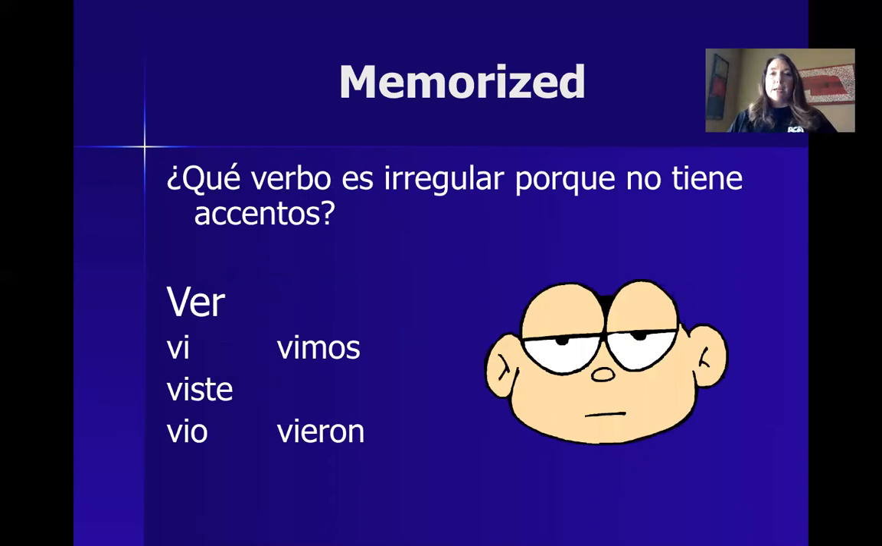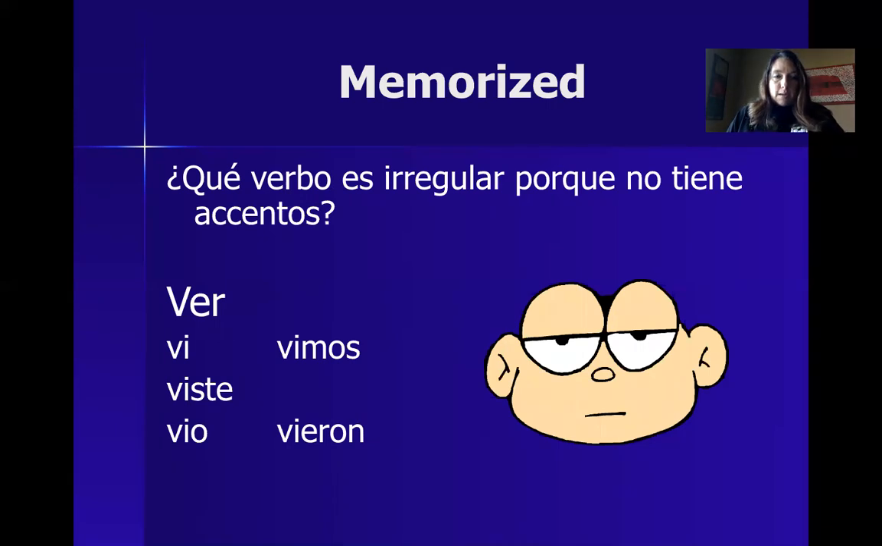The next memorized verb, what verb is irregular just because it doesn't have accents? And eventually that will make sense to you, but none of these 5 have any accents. Next week, when we start moving forward, you're going to find out that a lot of them do have accents, and we will learn that rule. But for now, we're learning the 5. Ser and ir, number 1 and 2. Ver is verb number 3.